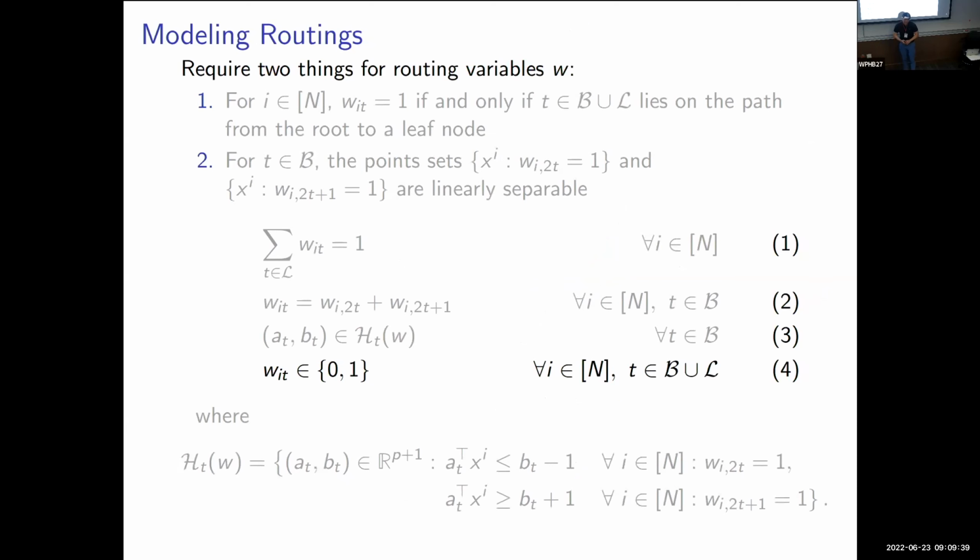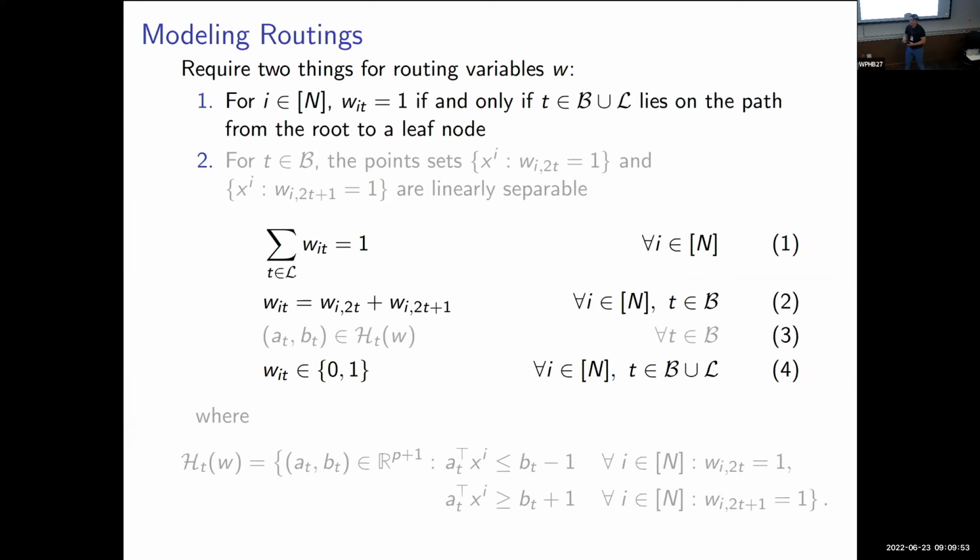Like I said, modeling W is the hardest part. That's really what this whole work is concerned with, characterizing a set of acceptable routings of W. So we require two things of W. The first is a really easy thing to model, which is that these W variables are equal to 1 if and only if that node lies on the path from the root to the leaf for the ith data point.